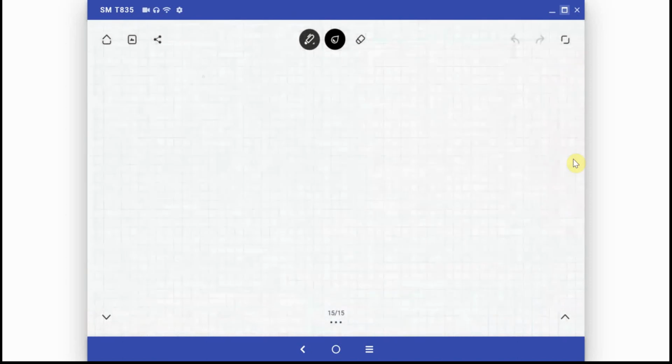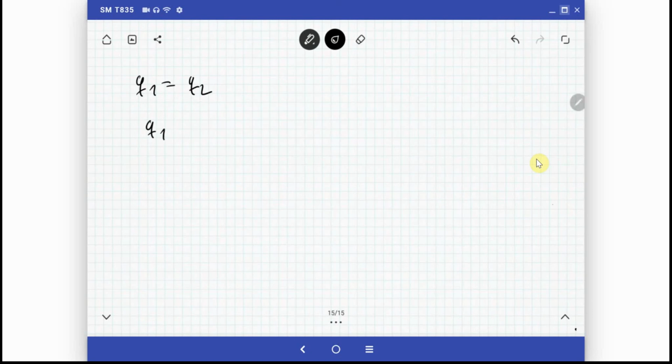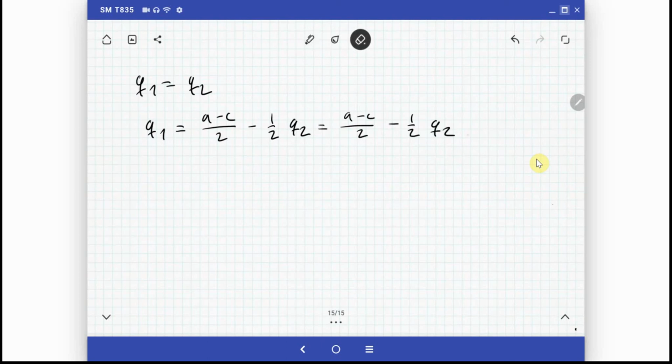So we can, for example, write Q1 is equal to Q2. We know that this will be true in the equilibrium because both players will choose exactly the same quantities. And then we can take one of the reaction functions, say Q1 is equal to (A minus C) divided by 2 minus 1 half Q2. And because we know that Q1 is equal to Q2, then we have (A minus C) divided by 2 minus 1 half Q1.